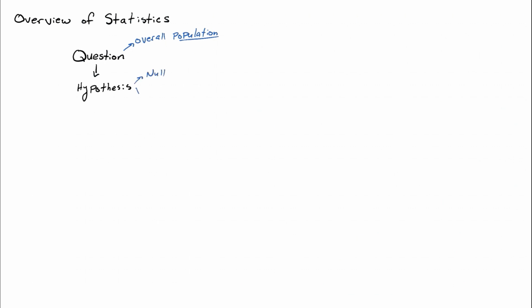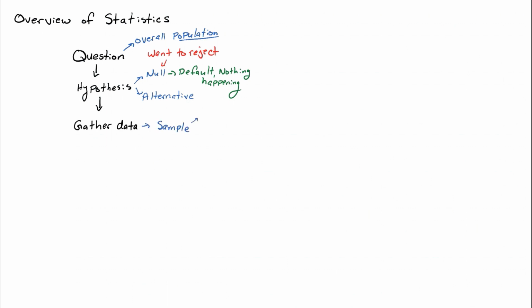You've probably heard of a null and alternative hypothesis. The null is our default, or that nothing is happening. Then we gather data. This is either by collecting a sample or finding available data online. In this course, we're primarily focused on analyzing data from a simple random sample. Once we have our data, we can perform a test.